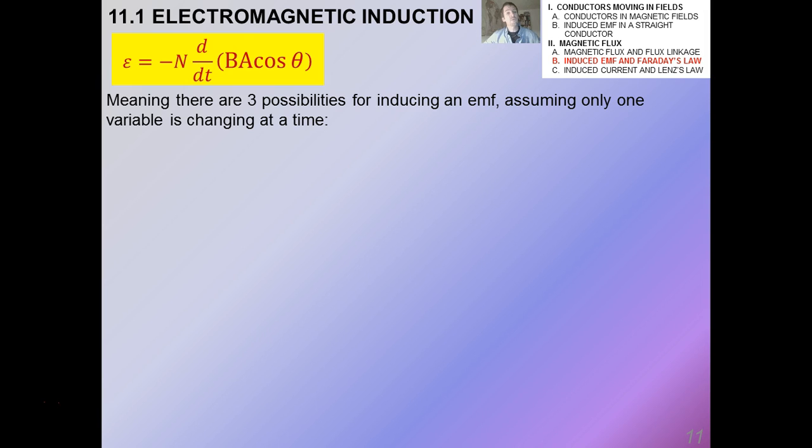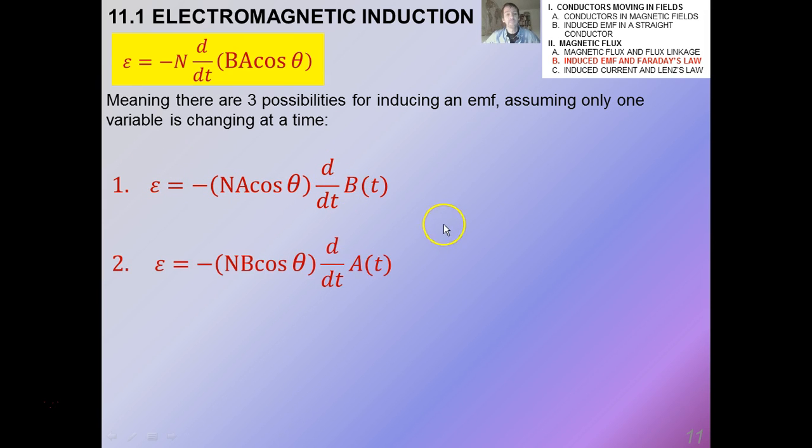And we're going to assume that only one variable is changing at a time. Otherwise, how would we quantify the effect of changing that variable on the induced EMF? Number one, we can change the magnetic field, in which case the induced EMF would be of this form, dB by dt. Number two, we can change the cross-sectional area, in which case we'd have a dA by dt.